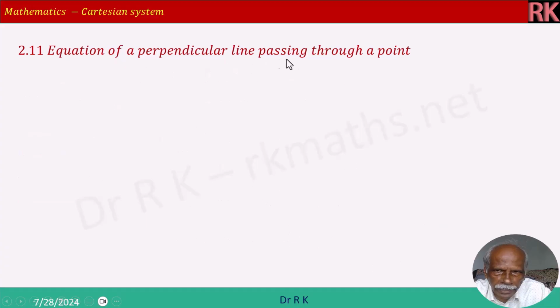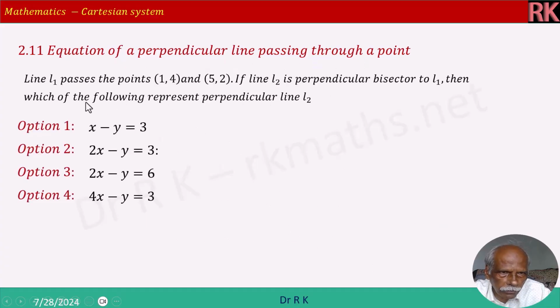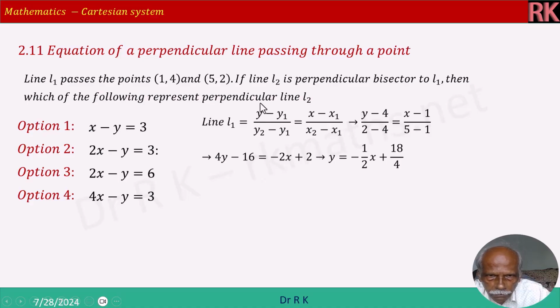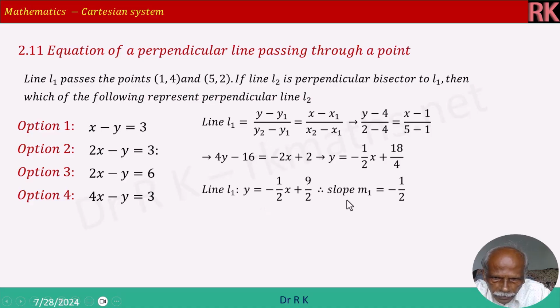Equation of a perpendicular line passing through a point will continue. Here the same problem: line L2 is the perpendicular bisector of L1. Then which of the following represents the perpendicular line L2? Same thing, we are using the equation with the coordinates x1, y1, x2, y2, simplifying it. Slope m1 is equal to minus 1 by 2, slope m2 is equal to 2.